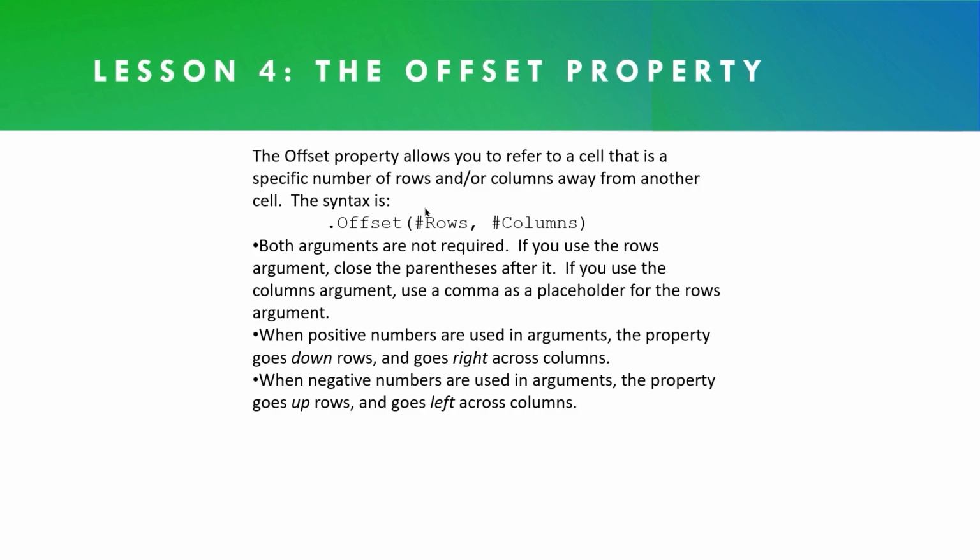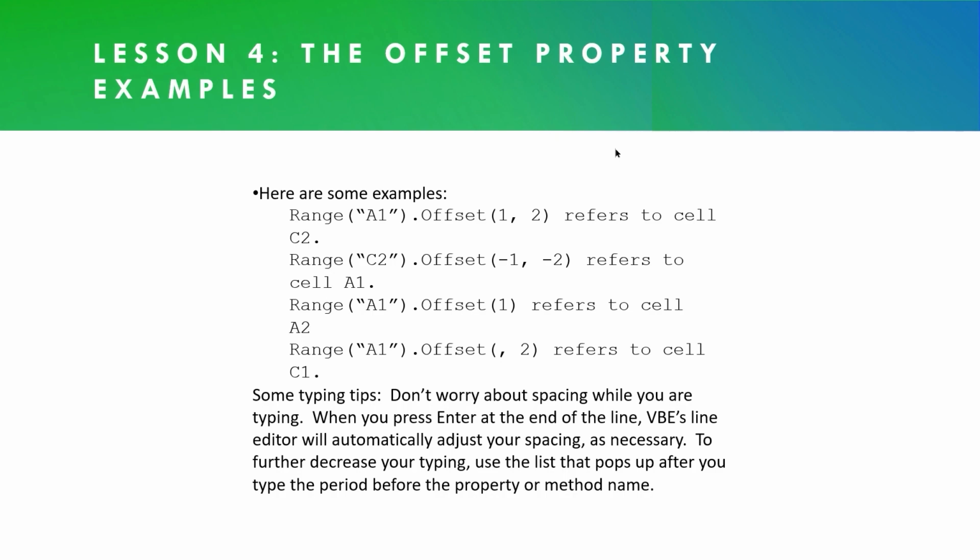I have a couple of examples of using the Offset property, and then we'll get back over to VBA and use our With...End With structure and the Offset property. So if I'm on cell A1 and I do an offset of 1 row and 2 columns, it's going to put me in cell C2. It's going to go down 1 row and then go across to the right 2 columns. If I'm in C2 and I offset -1, -2, that will take me back to A1. And there are a few other examples here for your future reference. Let's get hands-on.